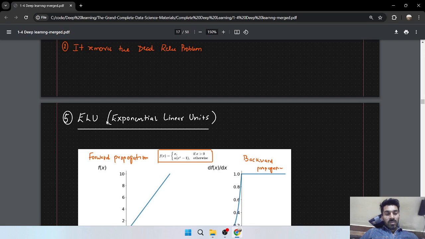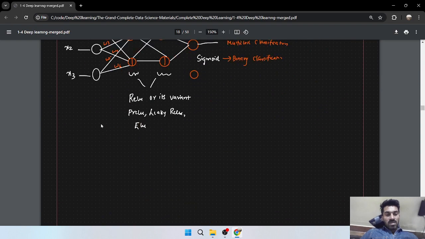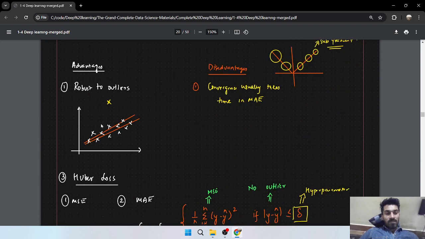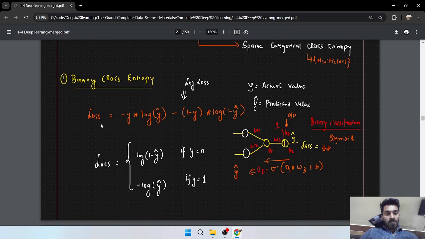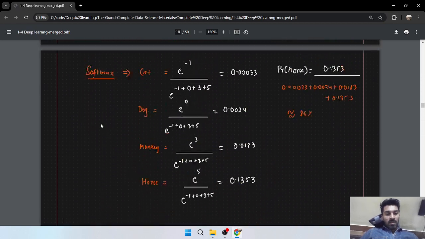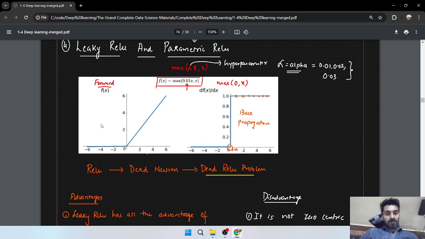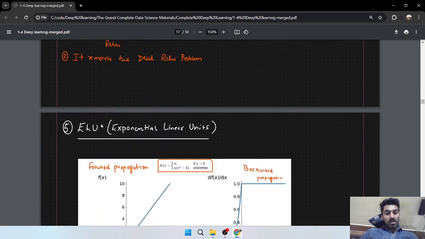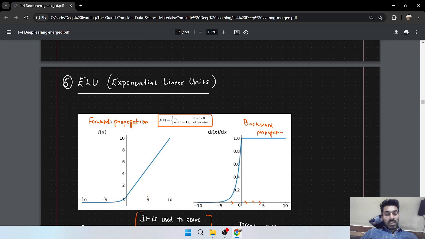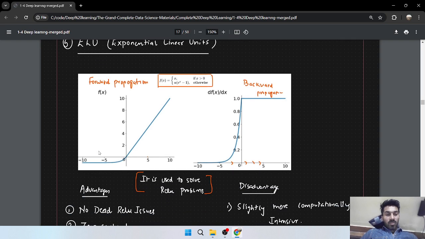Now coming to the fifth one, the exponential linear unit, or ELU. So the formula looks like x if x is greater than 0, otherwise, meaning less than 0, alpha times e raised to the power of x minus 1. So it looks like this.